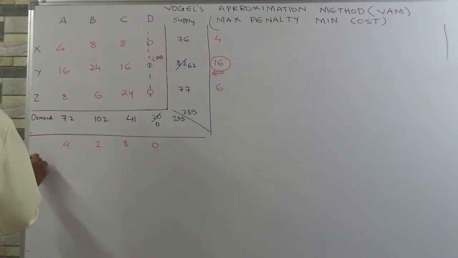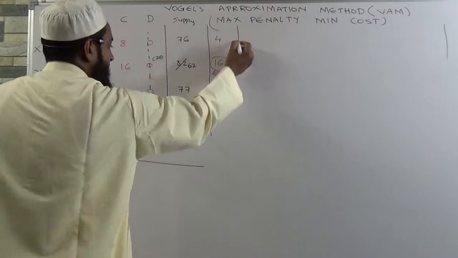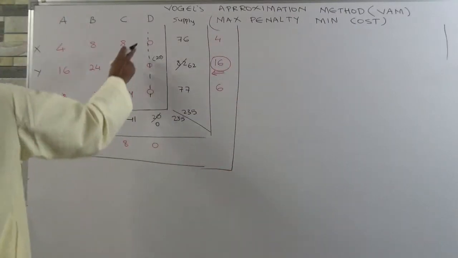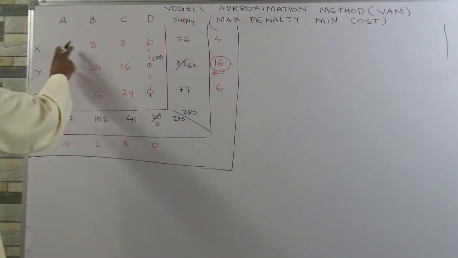Fair enough? Now calculate fresh penalties. Now calculate fresh penalty. This is gone. Smallest number is 4. Next smallest number is 8.